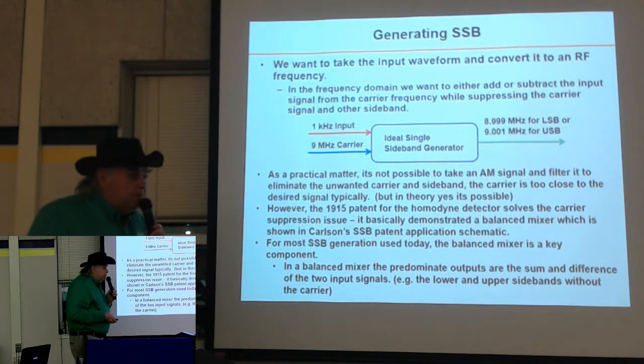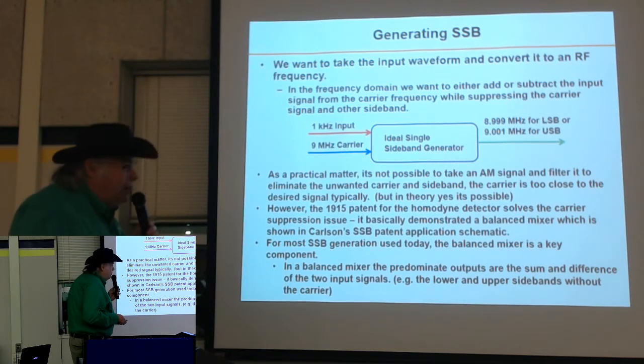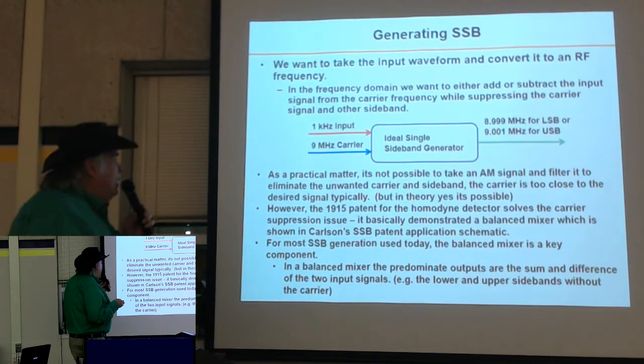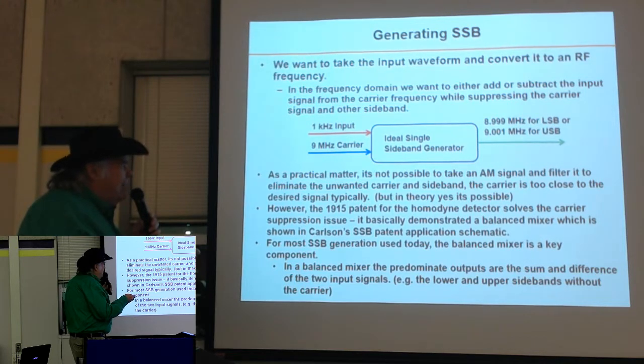Okay? So let's talk about how we generate SSB, which is going to be the focus of the rest of the presentation. So again, we want to take the input waveform and move it to an RF frequency. So if I look in the frequency domain, in this example I'll put in my 1 kilohertz audio tone. I want to put a 9 megahertz carrier in. And I want to get out either a signal at 8.999 for lower sideband or a signal at 9.001 for upper sideband.